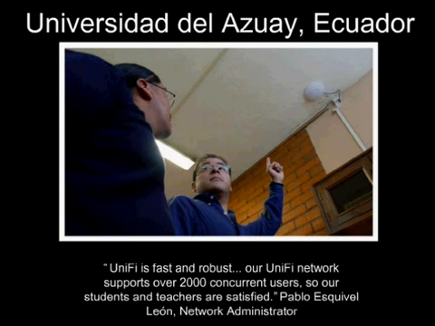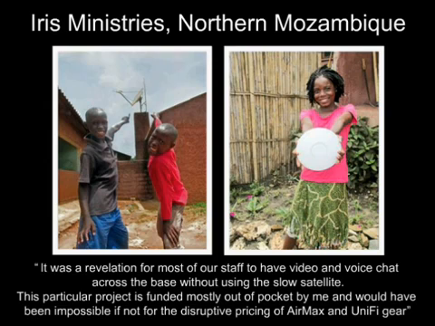A couple of other interesting examples. Here's one from Africa, from northern Mozambique, and this deployment at Iris Ministries actually reaches a very remote area. So they use a combination of our AirMax product, which enables them to receive wireless broadband to the facility, and then UniFi to take that broadband and enable wireless access across the ministry campus.